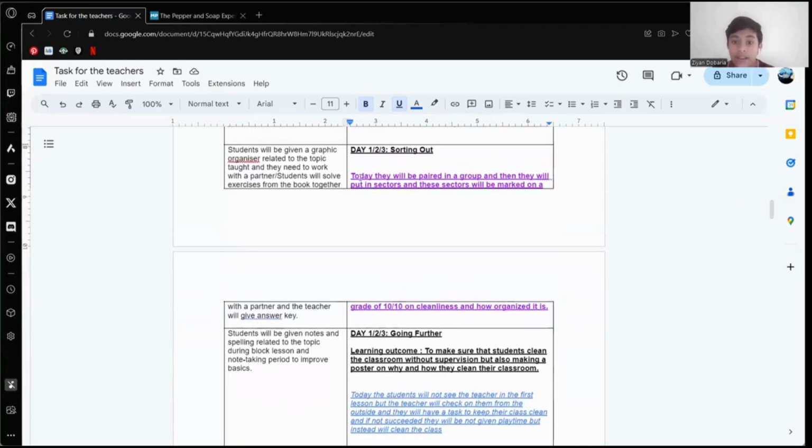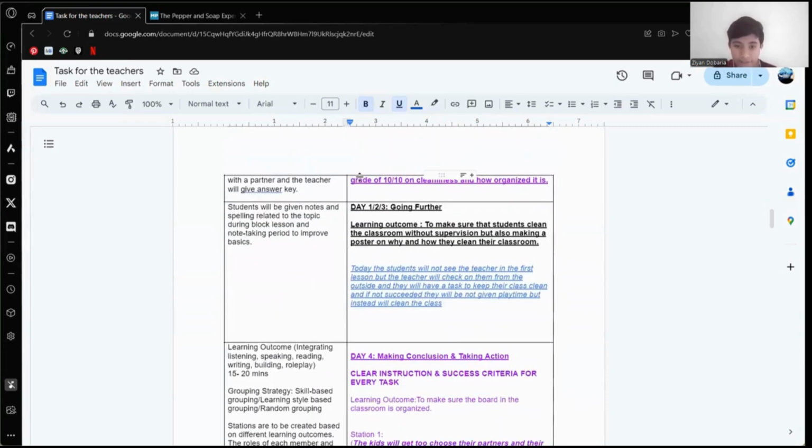On the fourth day, they will be paired in groups and put in sectors. These sectors will be cleaned, and then the teacher will grade them on a 10 out of 10 scale on cleanliness and how organized it is. So basically, on the third day, the teacher will write a task on the board and not enter the class. And when the students come, they're tasked to clean. If they do not clean, they will not get playtime.